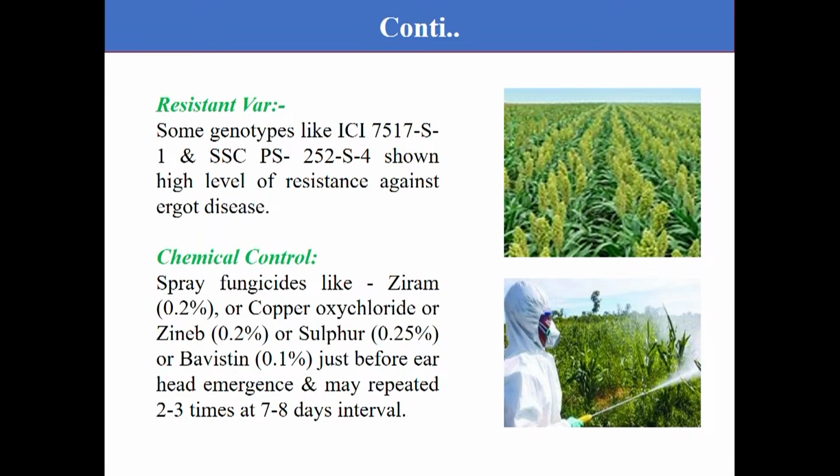Some chemical sprays are also listed here. You can apply Ziram at the rate of 0.2%, or copper oxychloride or Zineb at the rate of 0.2%, or sulfur 0.25%. You can also apply Bavistin at the rate of 0.1% just before earhead emergence, and you can repeat it 2 to 3 times depending upon the severity at 7 to 8 days intervals.